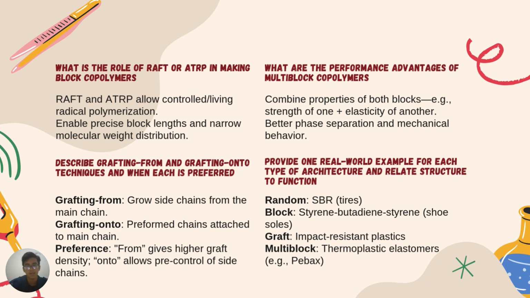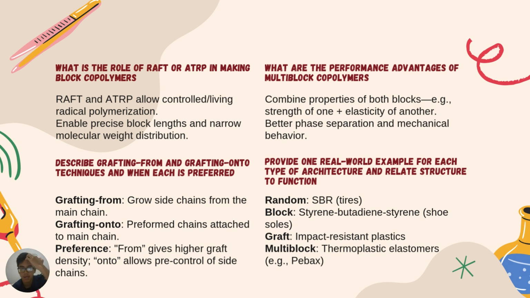And then we have to describe the grafting from and grafting onto techniques, and when each is preferred. So the grafting from grows side chains from the main chain. So when the chain is going up, there are going to be chains going the other ways around. And there's grafting onto, where preformed chains attach to the main chain. So there are chains that had been formed before, but they have been limited by their length. They connect to the new chain that has been made and is starting to extend.